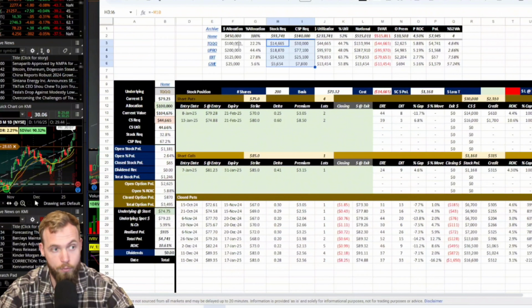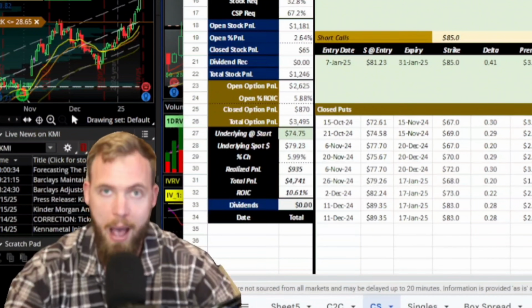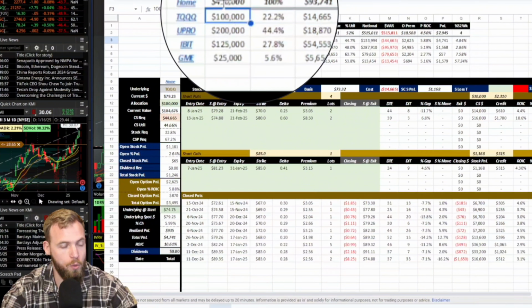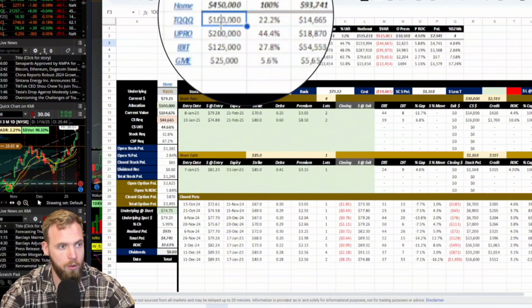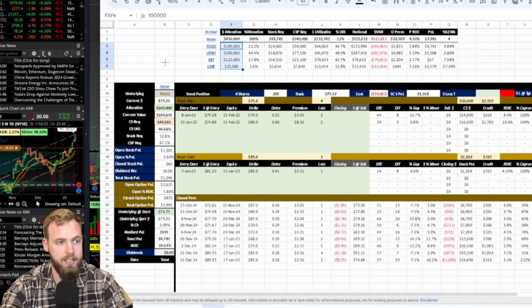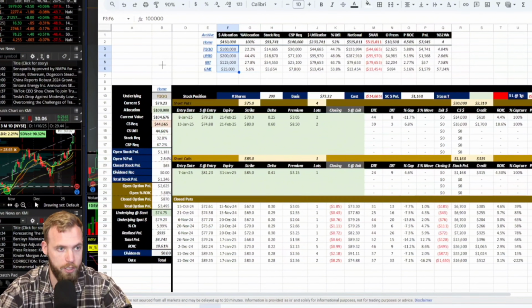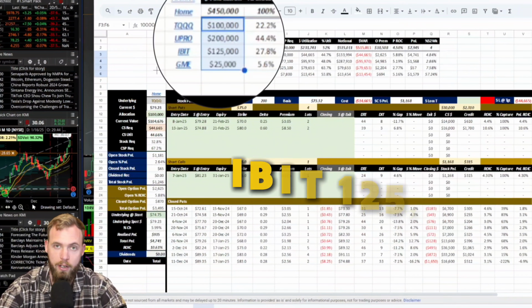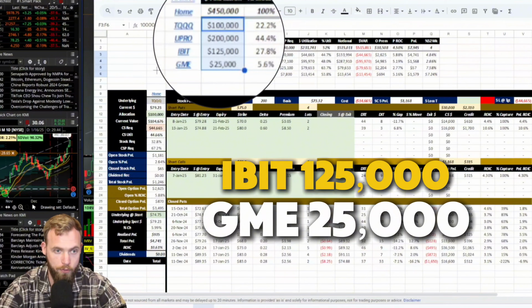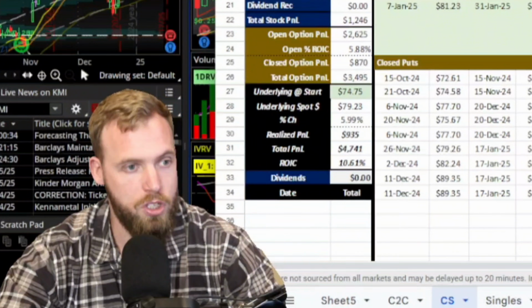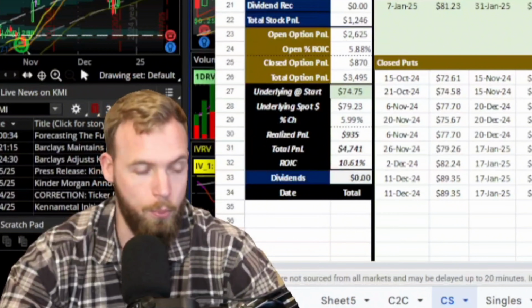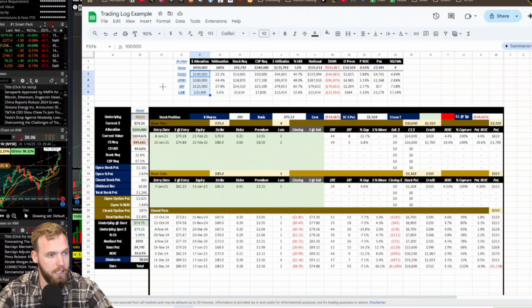Then I start with, I don't know why I naturally went right to left. I think that shows how backwards my brain is. But the starting point here is the allocation. So what I do is I say of the portfolio, how much money does each of these individual trades get for this strategy? So for TQQQ, it got 100,000, UPRO 200,000, IBIT 125, GameStop 25 so far. And again, these are subsets of the broader portfolio, but this is the same process I follow across the broader portfolio. So now let's take a look at one of these.